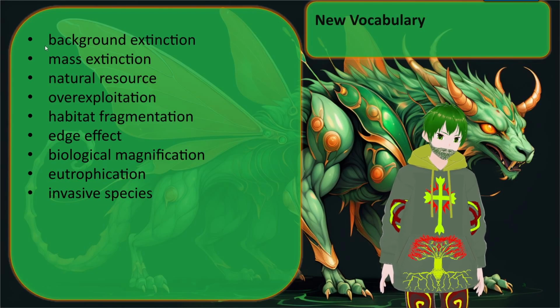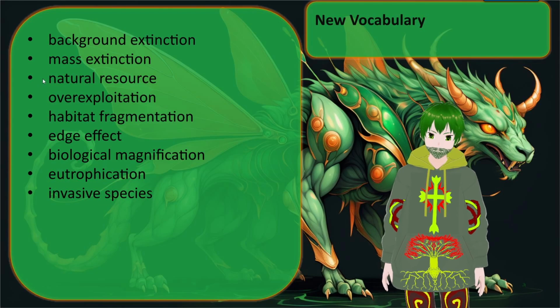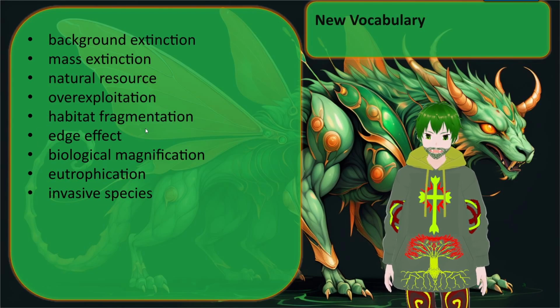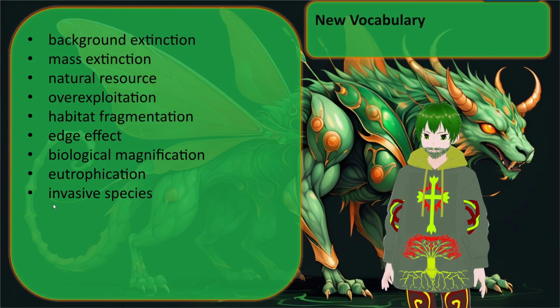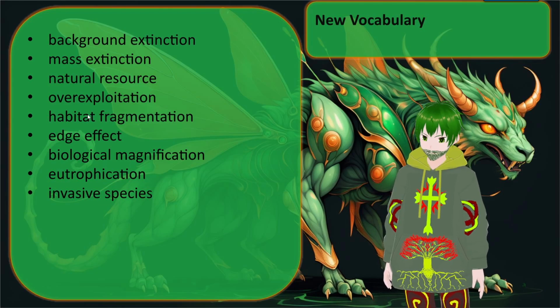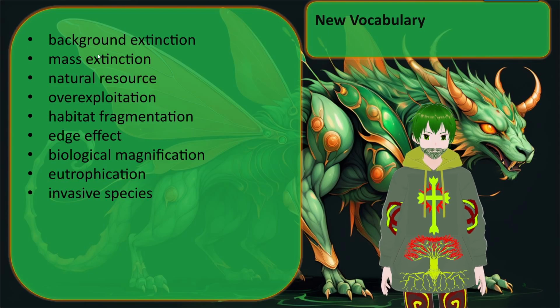New vocabulary for today include background extinction, mass extinction, natural resources or natural resource, overexploitation, habitat fragmentation, edge effect, biological magnification, eutrophication, it's a fun one, and finally, invasive species. All great terms that relate to a loss of species diversity or biodiversity.